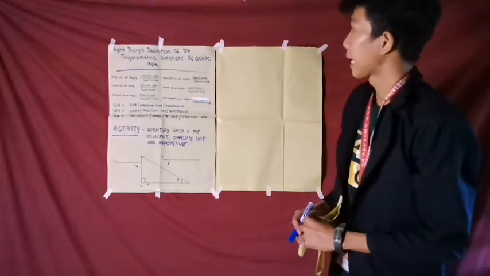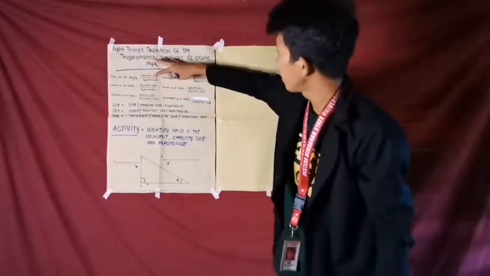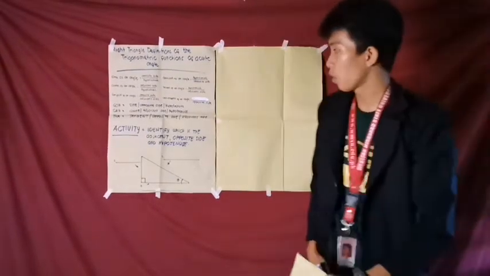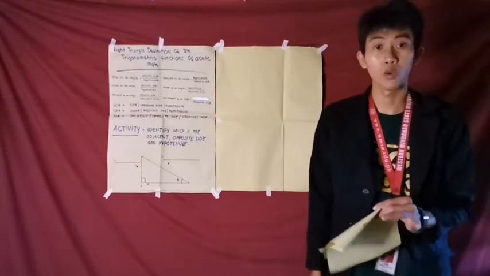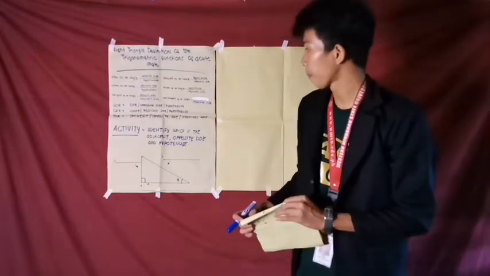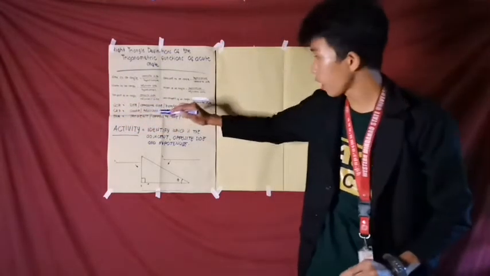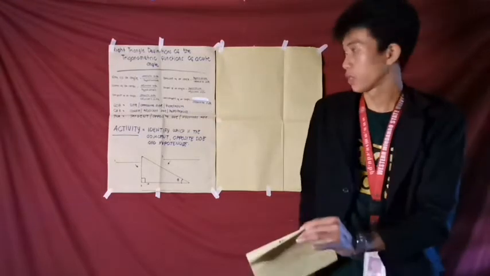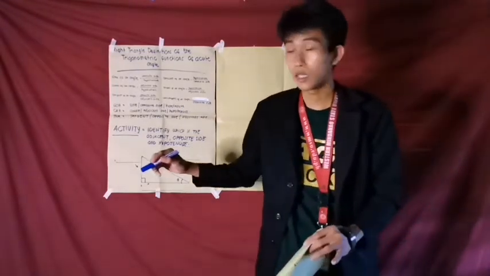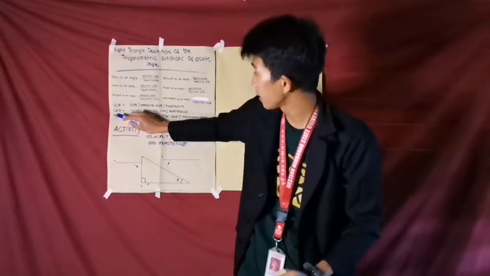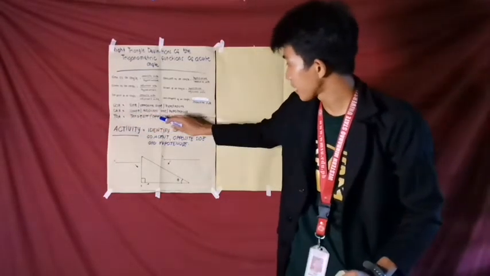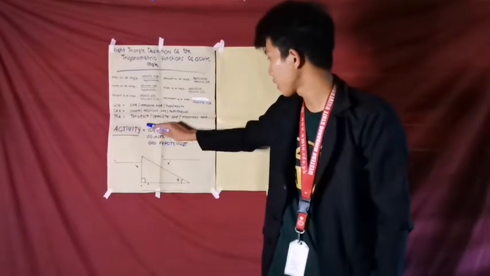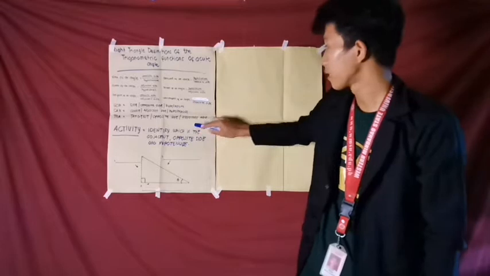Okay now class, the right triangle definition of the trigonometric functions of acute angle. Are you familiar with SOH? The SO means SOH is the sin, opposite side, and the hypotenuse. Next is CAH: the cosine, adjacent side, and the hypotenuse. Then TOA: the tangent, opposite side, and the adjacent side.